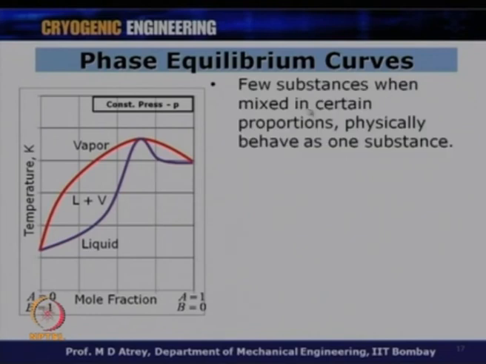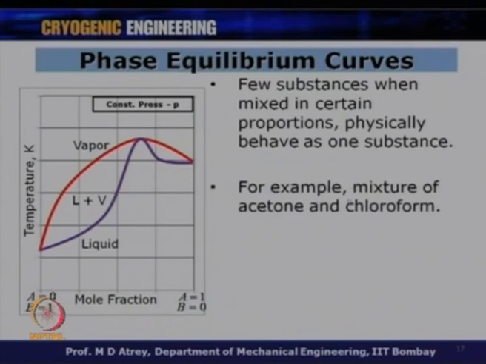Few substances, when mixed in certain proportions, this happens typically at particular molar fractions, when A is equal to this much and B is equal to so much. At this particular molar fraction only, you find that both the phases are coming together. When mixed in a certain proportion, they physically behave as one substance. You can't differentiate between the vapor phase and the liquid phase at this molar fraction. They are showing single component behavior over here, and therefore they behave as one substance. For example, a mixture of acetone and chloroform.